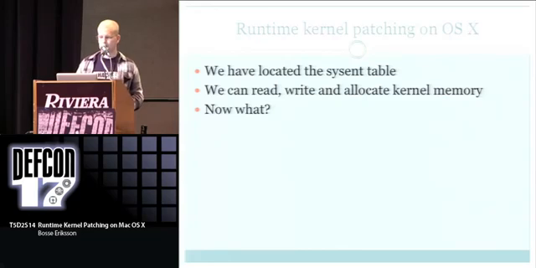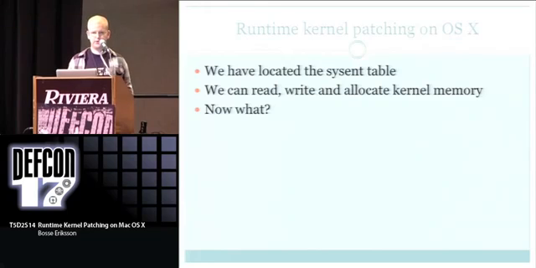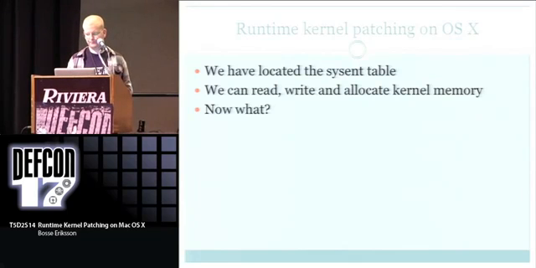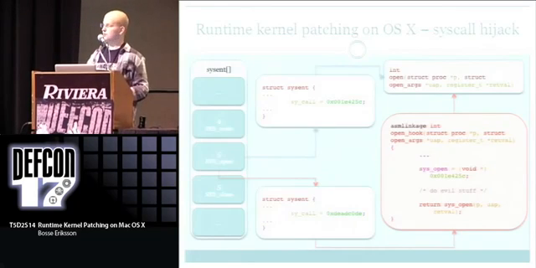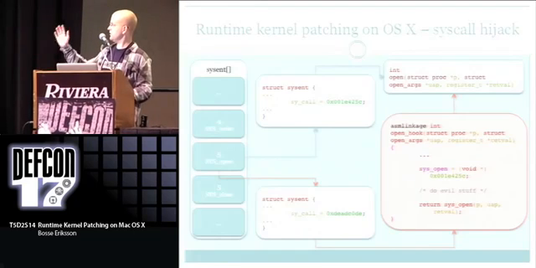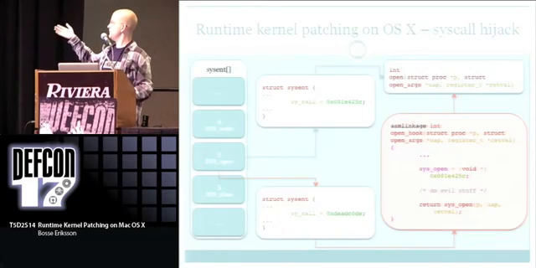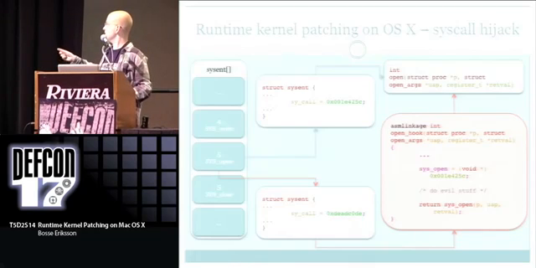We can read, write, and allocate kernel memory, which is good. So now we're just going to get down to the dirty business. It looks basically like this. We have the sysent table, which contains all the system calls. Normally it points to something like 001E425C, I think that's for one revision back of the XNU kernel. It points to open for the open syscall.